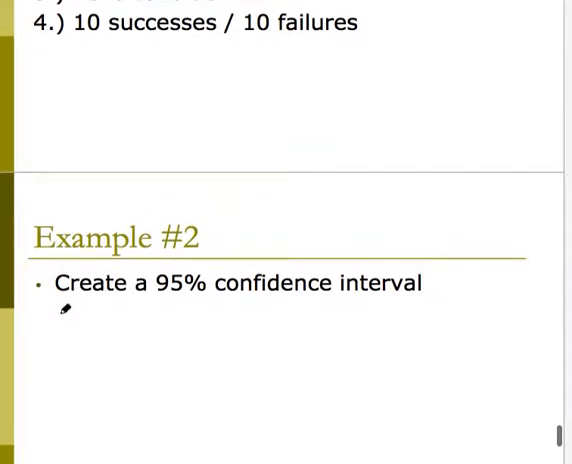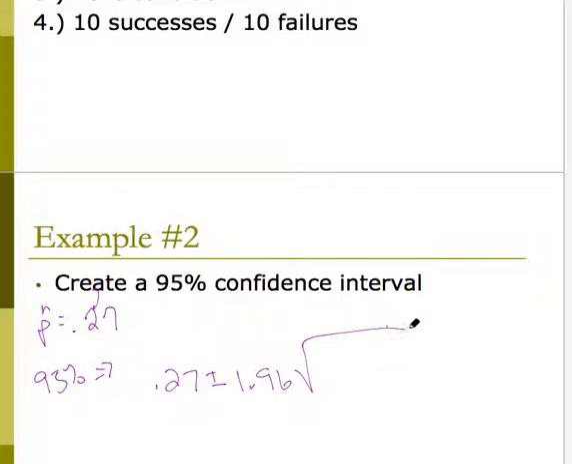All right, so first thing we're going to do is create a 95% confidence interval. Okay, so my p hat is 0.27. My 95% confidence interval is going to be 0.27 plus or minus. My 95 again is 1.96, and the square root of 0.27 times 0.73, and that's all over 53.